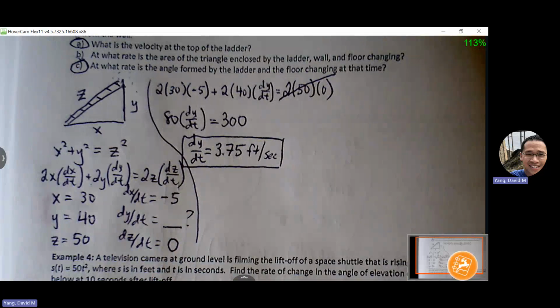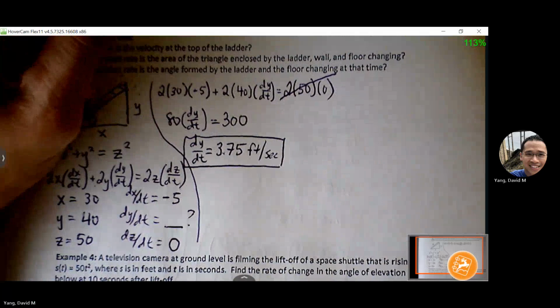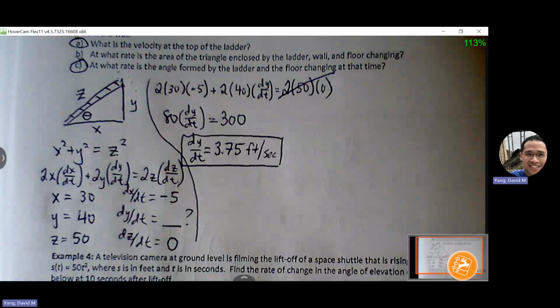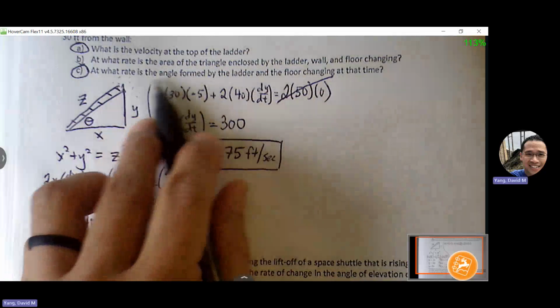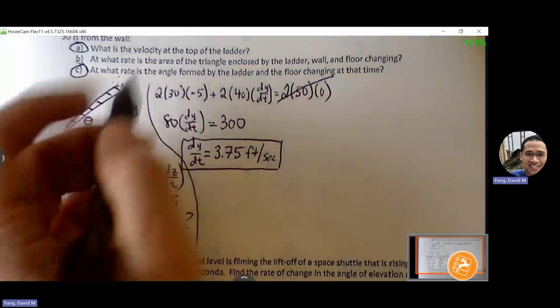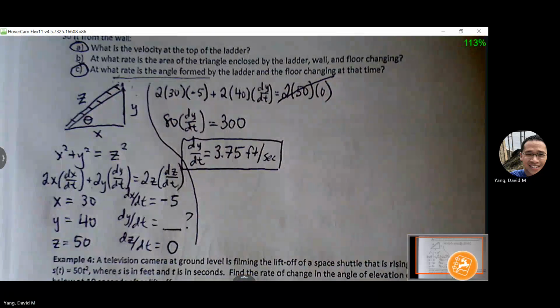At what rate is the angle formed by the ladder and the floor changing at that time? So we're looking for what? Yeah. At what rate is the angle changing? What are we looking for though? dθ/dt. Yep. Okay.